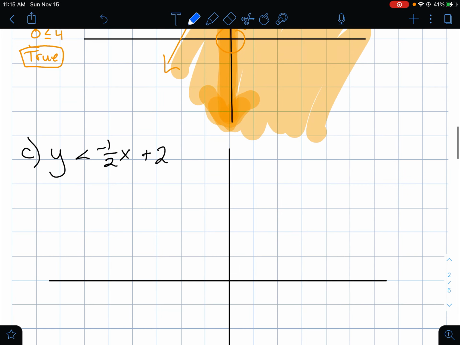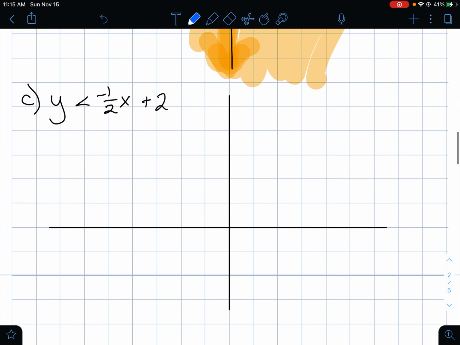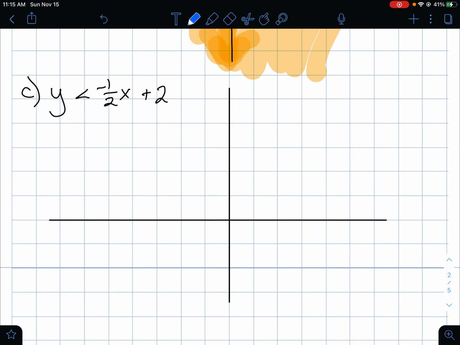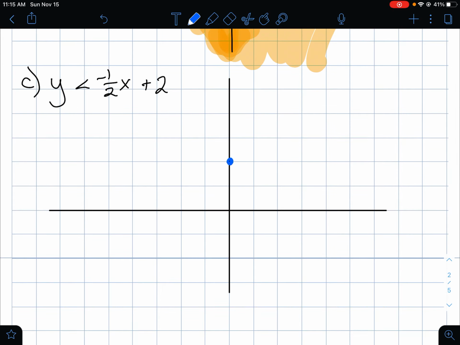All right. Our next problem says y is less than negative 1/2 x plus 2. So what I would do here is that I would graph my y-intercept first, which is 2 in this case. And then my slope is negative 1 over 2. So I go down 1 and right 2. I also could go up 1 and left 2. That would give me a negative slope.